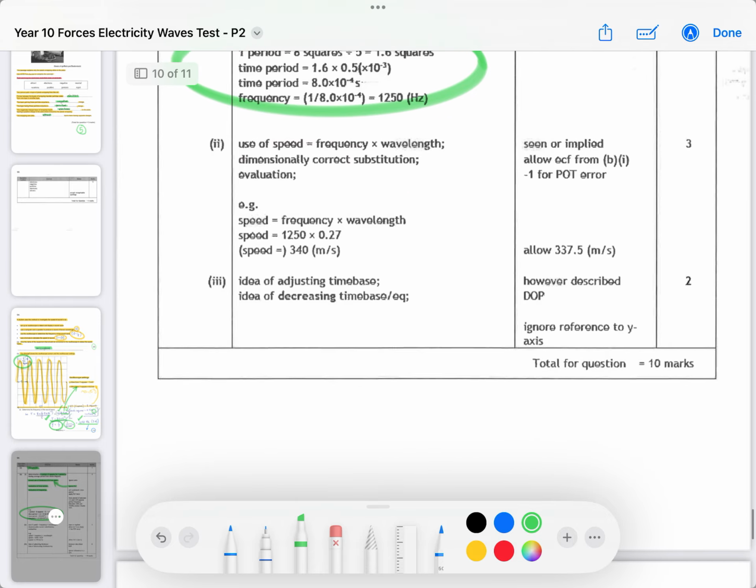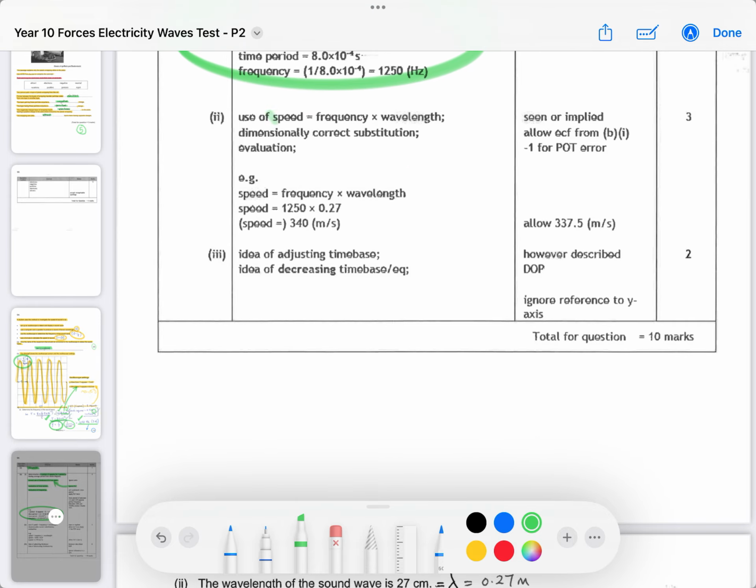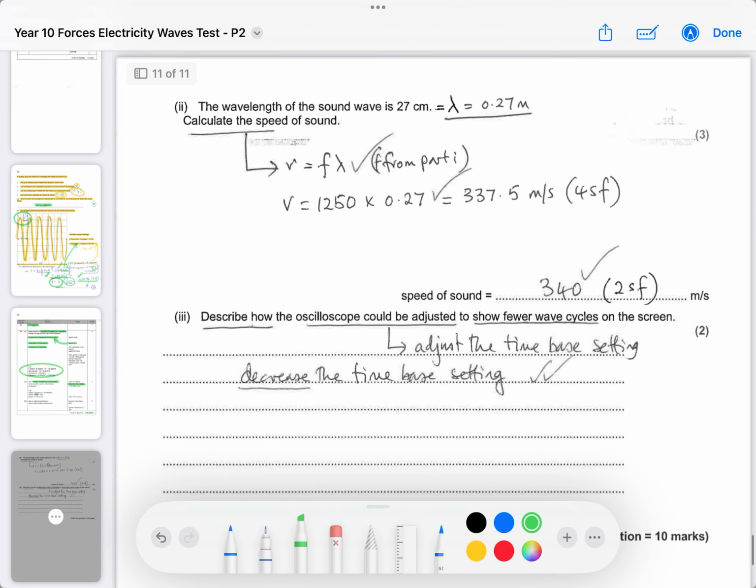Okay. And then the next question is using the wave equation, speed equals frequency times wavelength, putting the numbers in. Well, we already worked out the frequency is 1,250 hertz. If you made a mistake, you could still use your incorrect value and still get marks for the next bit. Okay, it's called carrying your error forward. ECF means error carried forward, so they won't penalize you twice in this exam question. It's a 10-mark question, okay? And here is the next bit.